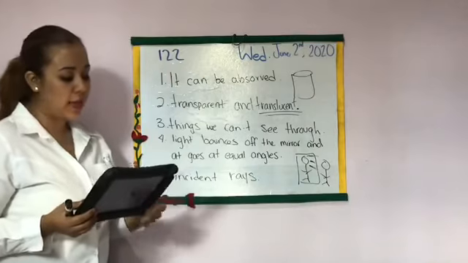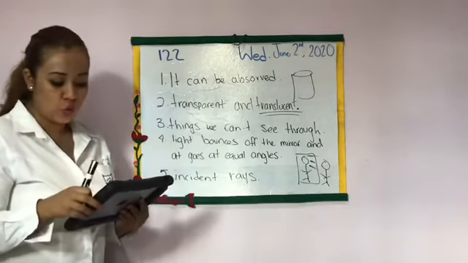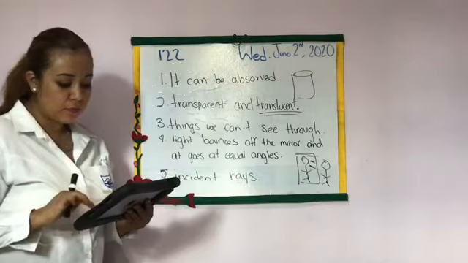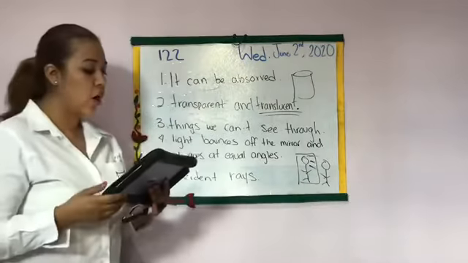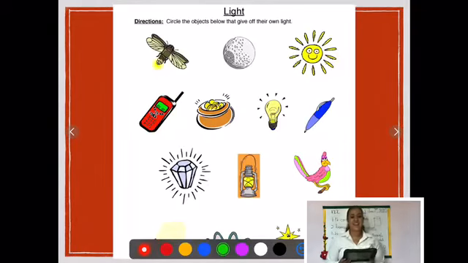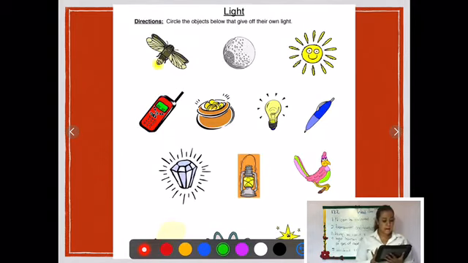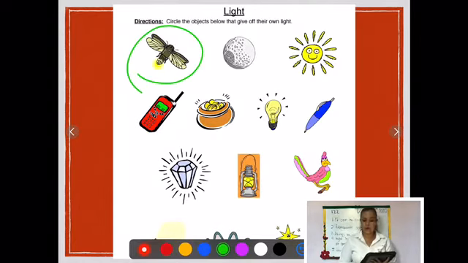All right, I would like to invite you guys to pay close attention to this worksheet that I have here, and it's called light. Let's do number one. The first one is an animal, and this is a light bug. Does it get its own light? Yes, it's natural. The moon gets its own light? No, it gets light from the sun.